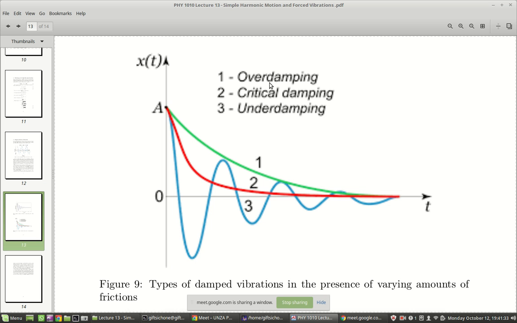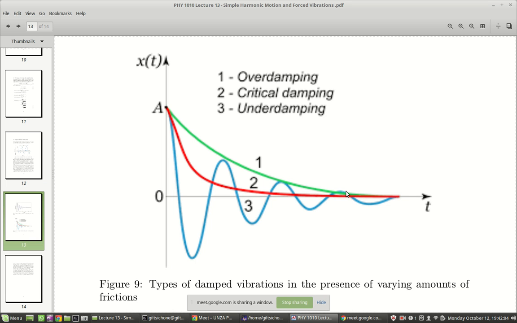The different types of damping are controlled by how much friction is present. If there is very little friction, you have underdamping, which is the blue line. If you have a certain amount of friction, but it is not very little, then you end up with critical damping. Then if you have a huge amount of friction, the mass will not be able to go back to its equilibrium position, and you have what is known as overdamping, which is what you have there.